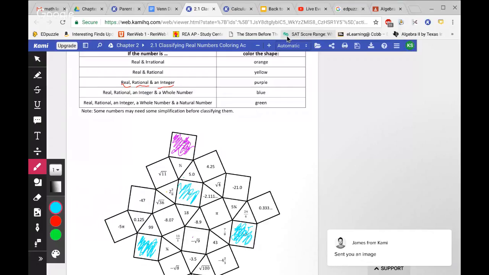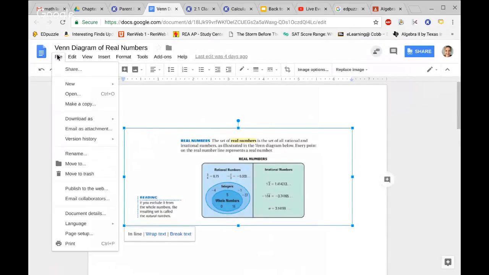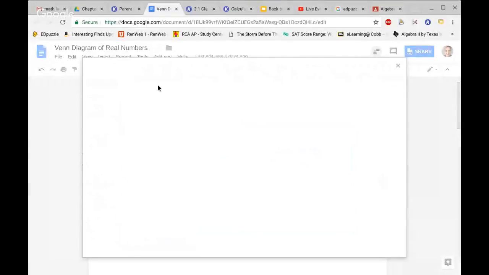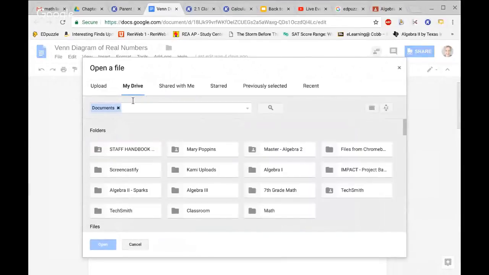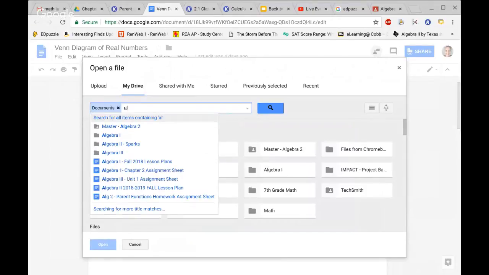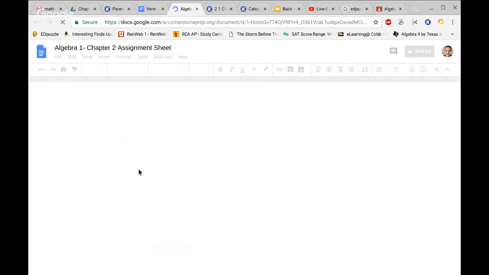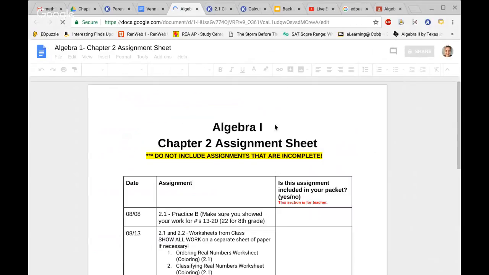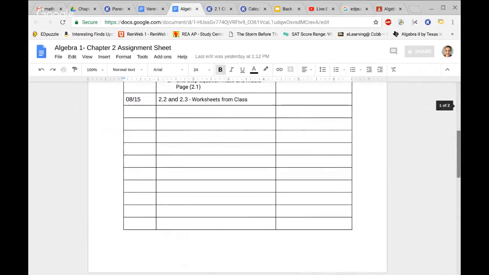Hold on. I'm creating an assignment sheet and I will start sharing it on Google Classroom. Let me pull it up. This will help you keep track of what is going to be due. I will post this on Google Classroom, but this gives you an idea of what is due so far.